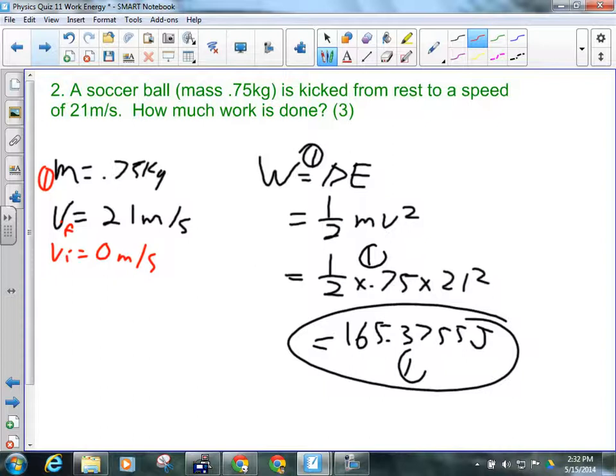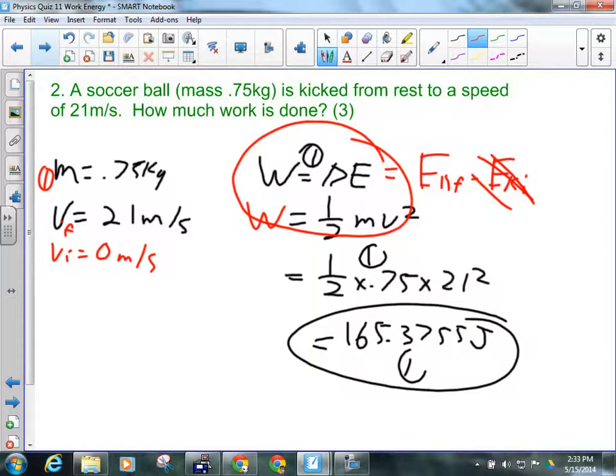All right, work is the change in energy, which means final kinetic minus initial kinetic. But since this thing started from rest, what was our initial kinetic? 0. So we don't really need to write that. And again, it just ends up being that the work is 1/2 m v squared, using the only velocity, or speed, that we were given. So mark for this step. Mark for plugging in the numbers, 1/2 times 0.75 times 21 squared, and then mark for the final answer, 165.3755 joules. So that one's out of 4 as well.